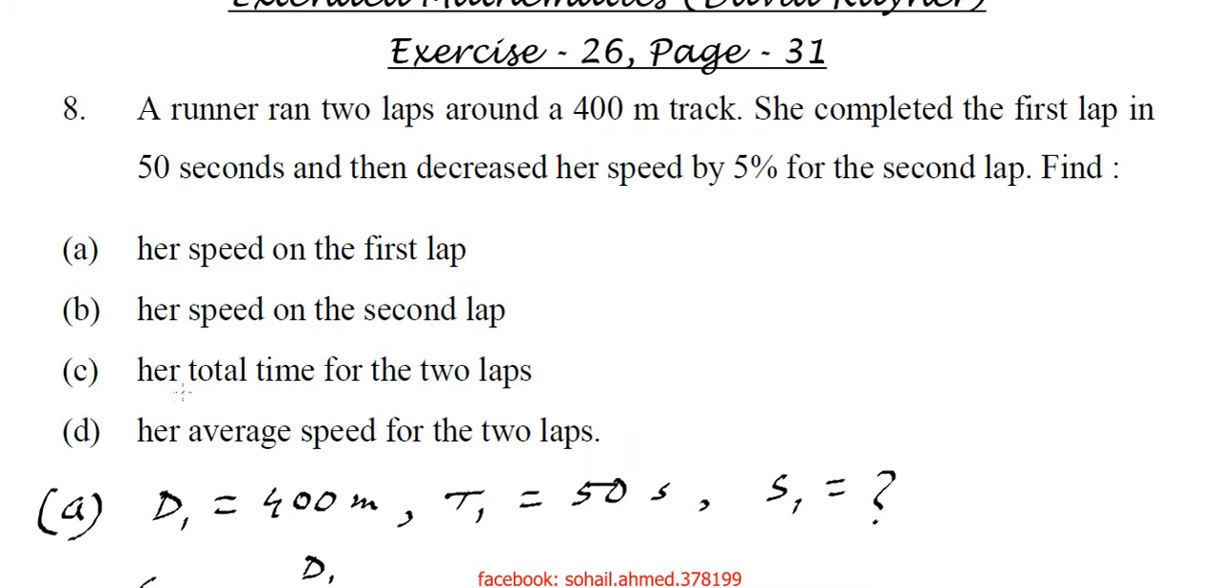In part C, we have to find her total time for the 2 laps. Look, in first lap she traveled in 50 seconds, right? For second lap we have found speed. So from that speed and distance we can find time, right? And thus we can find total time.